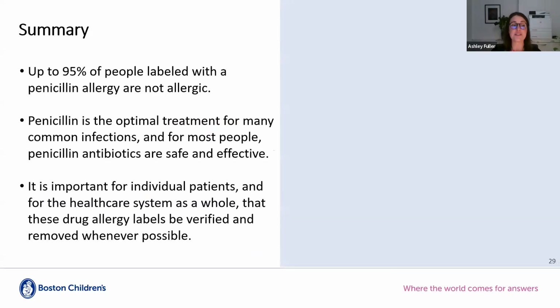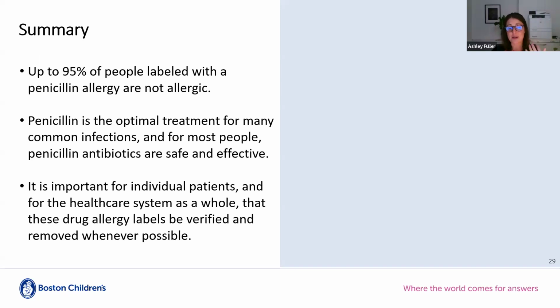Given that up to 95% of people who are labeled with penicillin allergy are not actually allergic, given that penicillin is the optimal treatment for many common infections, and for most people, penicillin is safe and effective, it is so important for individual patients and for the healthcare system as a whole that these drug allergy labels be verified and removed whenever possible.